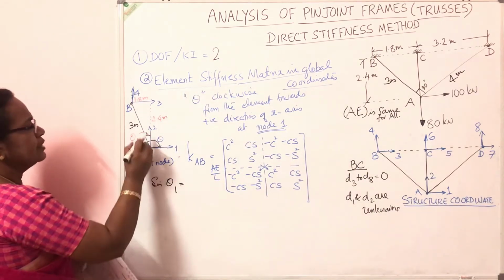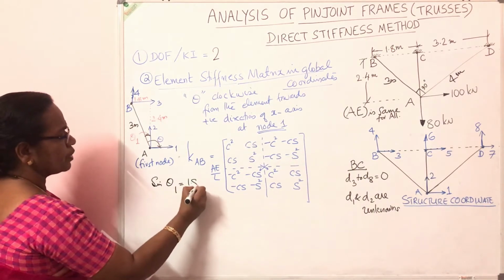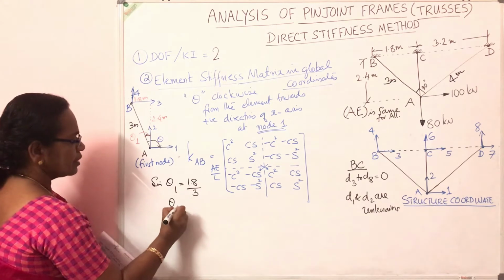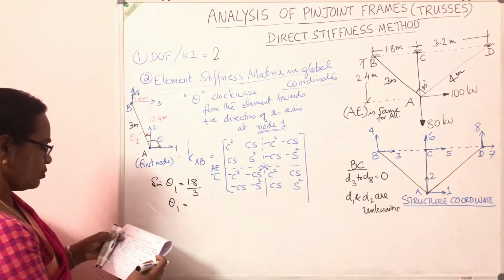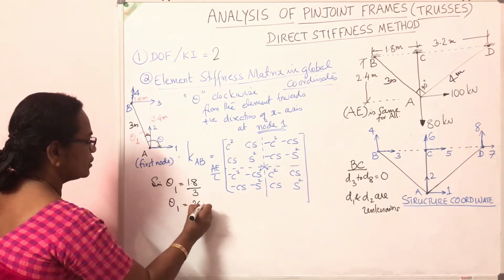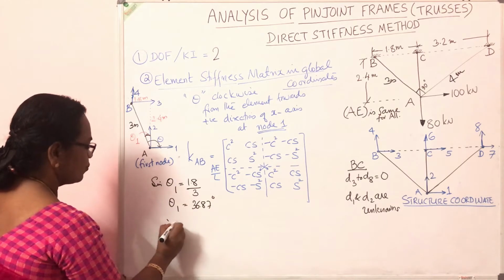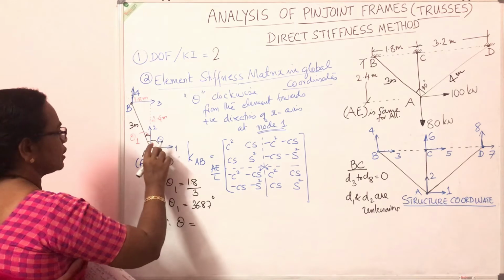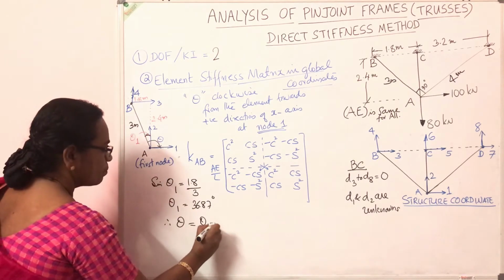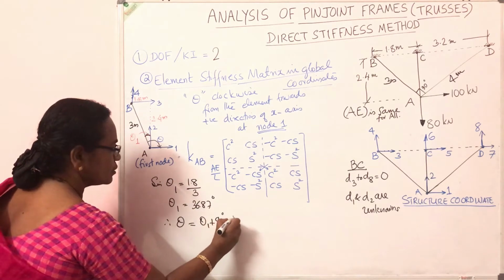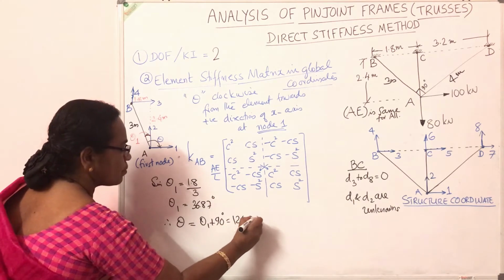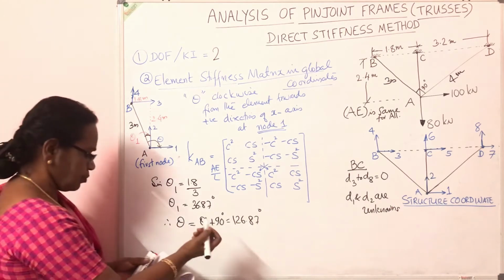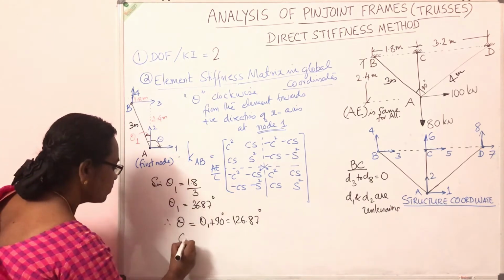So I can calculate sine theta 1 is equal to opposite side 1.8 divided by 3. From that I will get theta 1. Theta 1 works out to 36.87 degrees. Therefore theta, the angle from the member to the x positive direction, is theta 1 plus 90 degrees. It is 126.87 degrees. Now I can calculate what is cos theta.